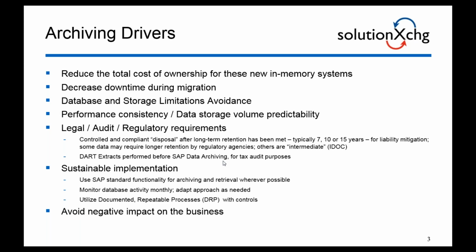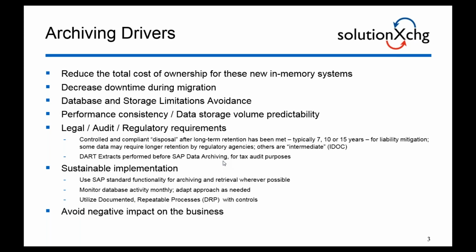Sustainable implementation is also important. So as part of this, we use SAP standard functionality for archiving and retrieval wherever possible. SAP archiving has been around since 3.1i and probably even before that, but I've been implementing projects all the way back to that early release. And the functionality of the archiving is relatively the same, with modifications throughout. But we are using standard SAP functionality to remove the data from the system. Essentially, it's the same process as the data comes in the system. We're removing it in the same way.